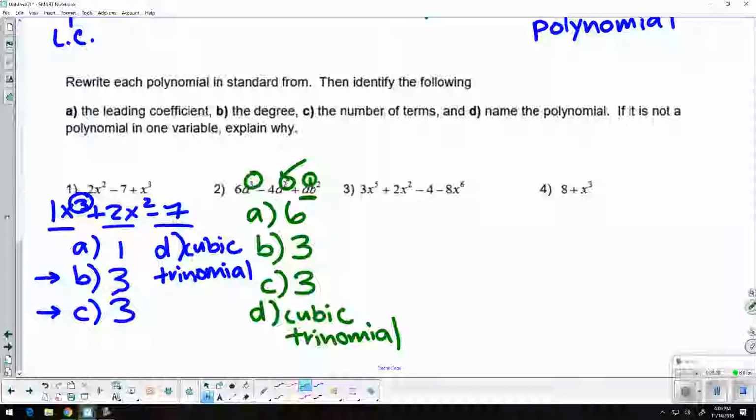So it's not a polynomial in one variable, it's a polynomial in 2 variables, but we could still go through the process and name it and everything else. Okay, so the next one, number 3. So first we write this in standard form, look for your highest exponent.